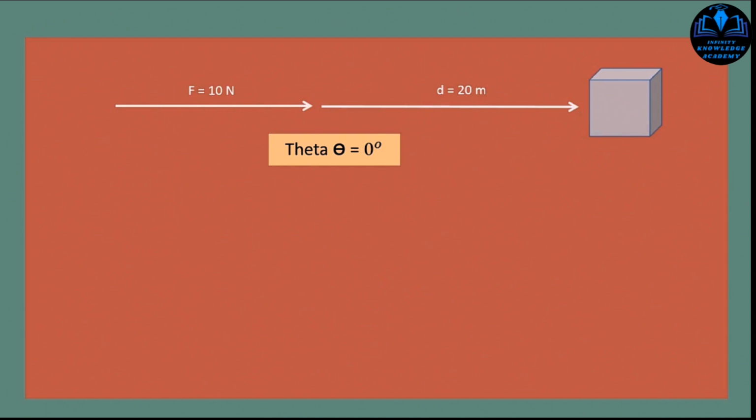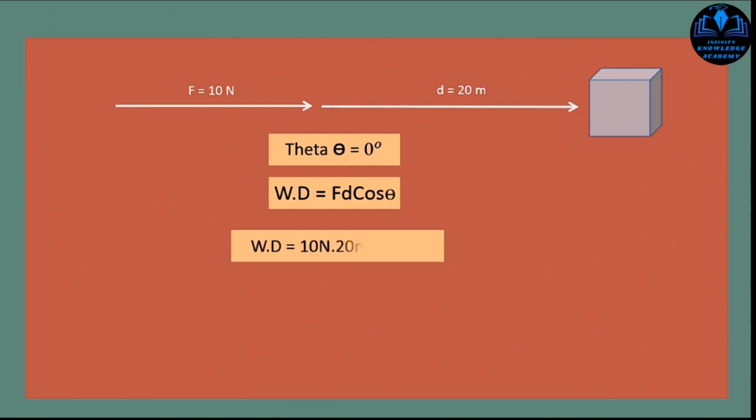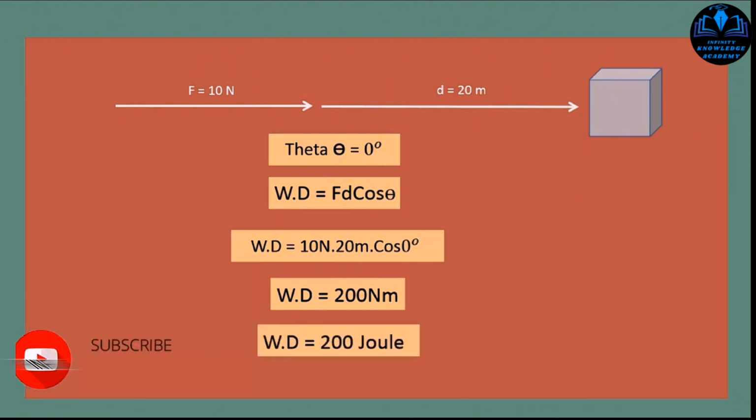I know the formula of work done, which is work done is equal to Fd cos theta. Hence putting values in the formula, work done is equal to 10 Newton times 20 meter times cos 0 degree. I get work done is equal to 200 Newton meter, or I can say that work done is equal to 200 joule. Remember that there are two SI units of work done. One is Newton meter and another is joule.